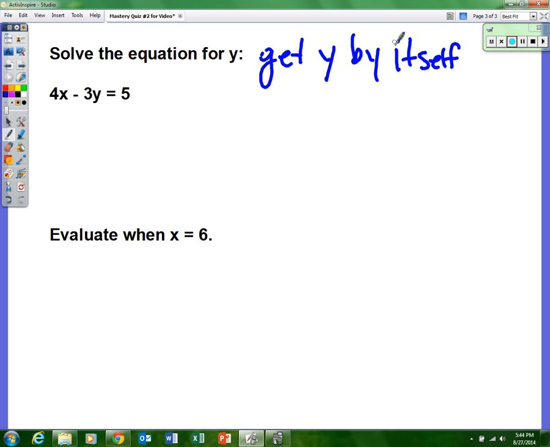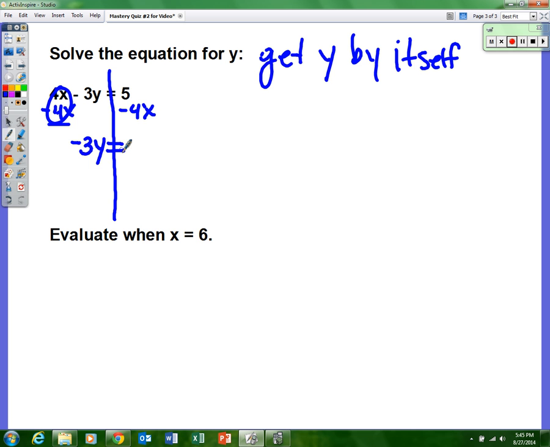All right, here we go. Just like I've been doing, I'm going to draw that line down the middle. To get y by itself, the first thing I need to do is get rid of the 4x. I don't do anything with the minus 3 yet. Remember, both sides do the opposite. So I'm going to take away 4x, take away 4x. It's gone on the left. Now I'm left with negative 3y equals.